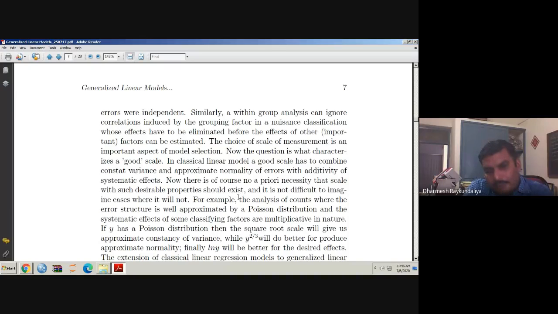So we know that the response is a count having a Poisson distribution, and if you develop a model, then the factors have a multiplicative effect. We do not have an additive effect. And further, if you look at the distribution of y, it is a Poisson, it is not a normal. Then what do we do? Then we take the square root transformation.